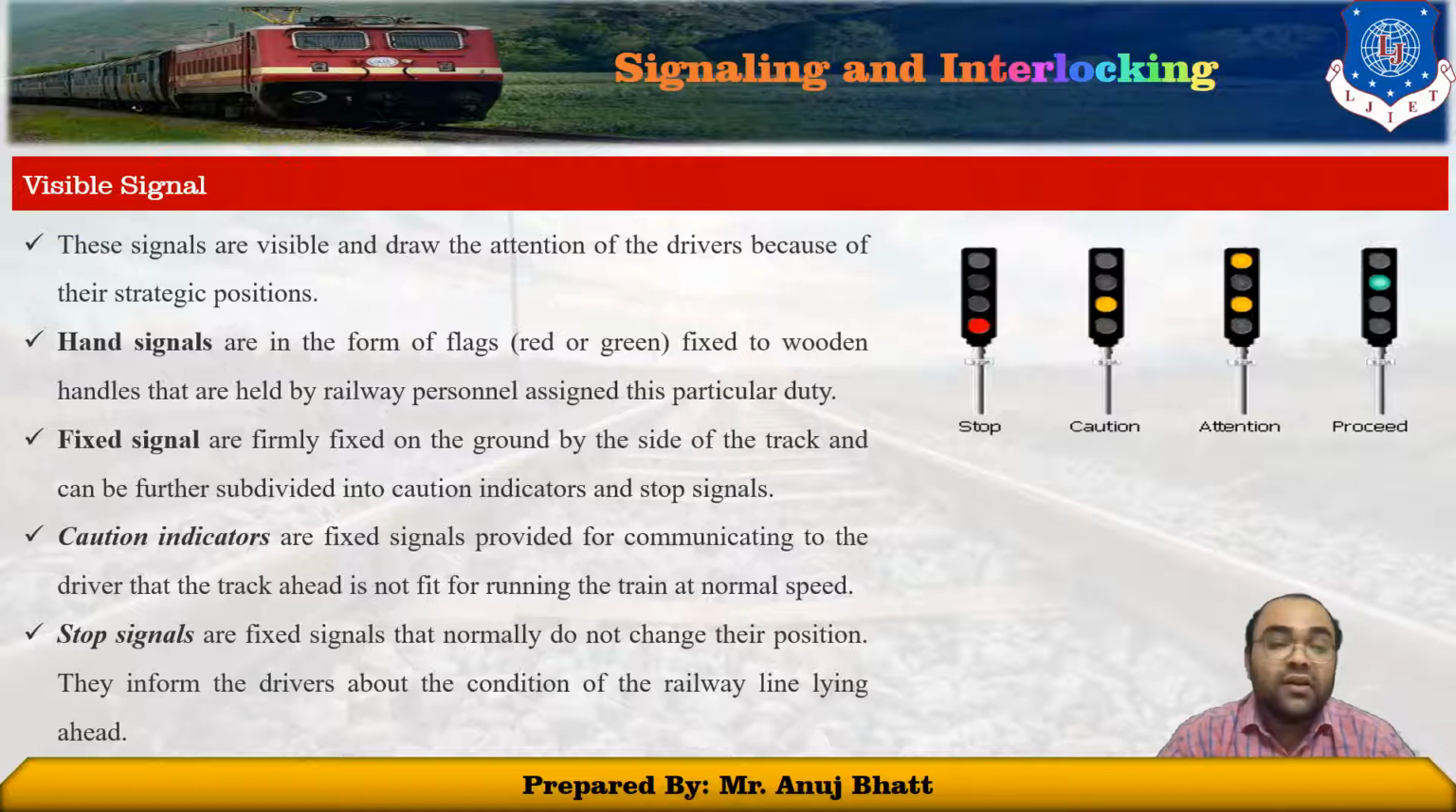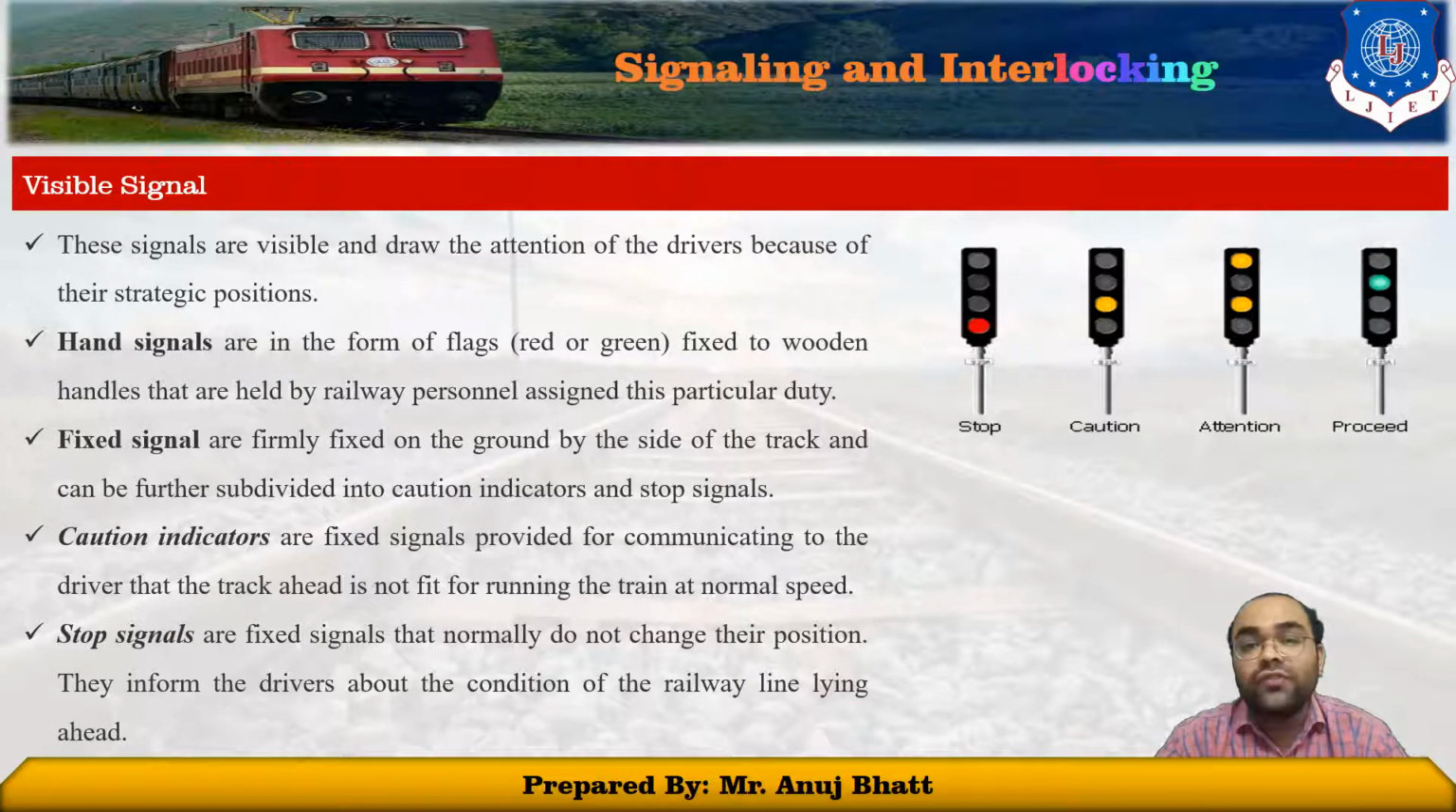Then there is the other one, the fixed signals. These are firmly fixed on the ground by the side of the track, and can be further subdivided into two different types: the caution indicators and the stop signals. Caution indicators are fixed signals provided for communicating to the driver that the track ahead is not fit for running the train at normal speed.